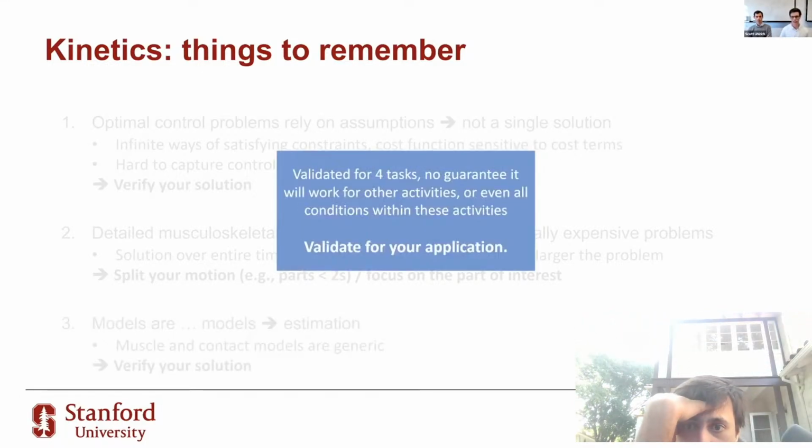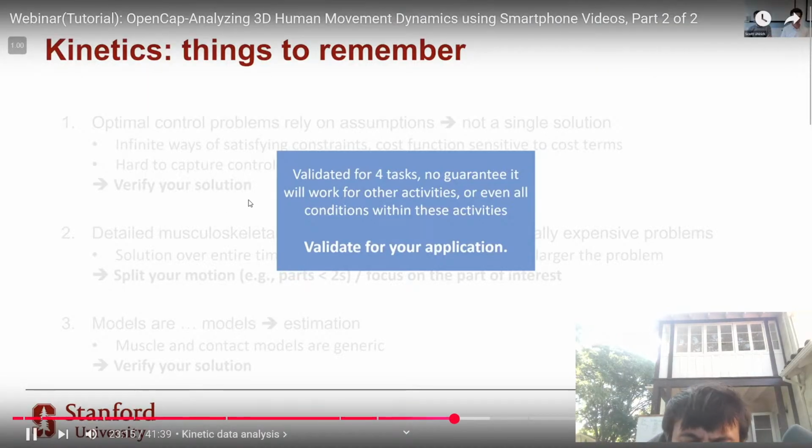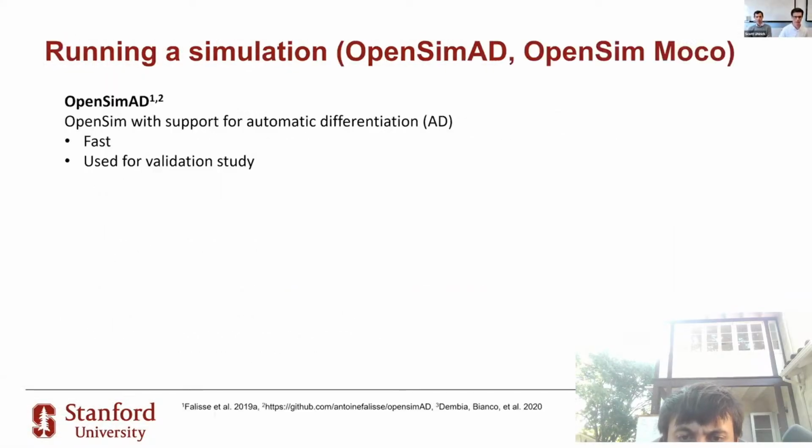So we validated this approach for 4 different tasks in our paper. And there's no guarantee that it will work the same for other activities or even in totally different conditions for the same activity. So it's very important, like I mentioned, to validate for your particular application. Now, that's the best practice for research, but we have used this formulation across a variety of different activities that aren't in the paper. For example, we have examples for running, and they do work quite well. So we believe it's a quite flexible framework, but it's, again, important to validate what you'd like to study.